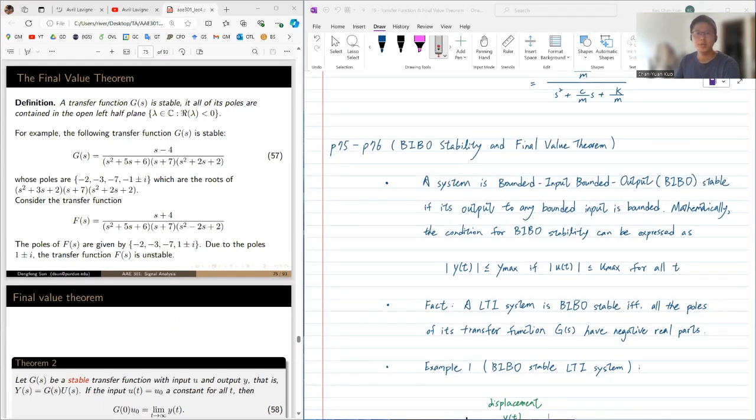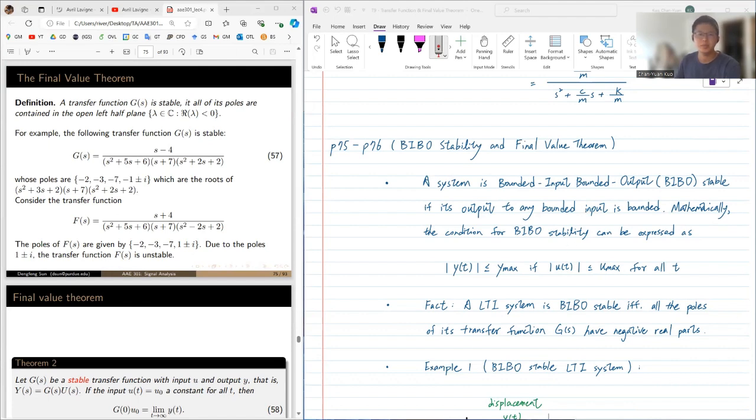Okay, we've talked about how to obtain the transfer function of an LTI system described by an LCC ODE. Now let's take a look at how we can analyze an LTI system by its transfer function. Specifically, we will check whether an LTI system is bounded input, bounded output stable, or BIBO stable. Here we say a system is BIBO stable if its output to any bounded input is bounded. This condition can be mathematically expressed as follows.